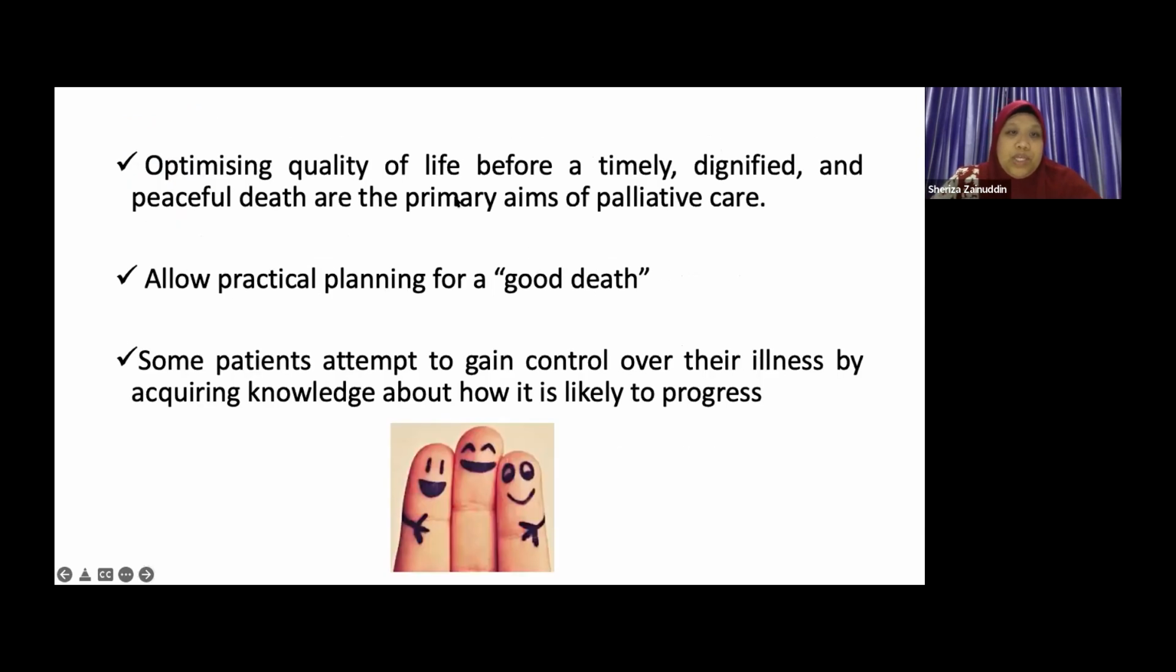Again, we optimize quality of life. With this also, we can start planning for a good death if it is appropriate for the patient. And again, with ACP, patients are able to gain control over their illnesses because their knowledge about what is going on and how the illness is progressing is there. So they are in control of what is going on with their body, with their illness, and they can guide it according to their own preference.